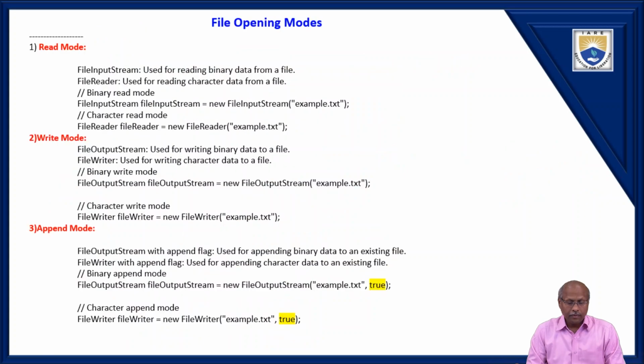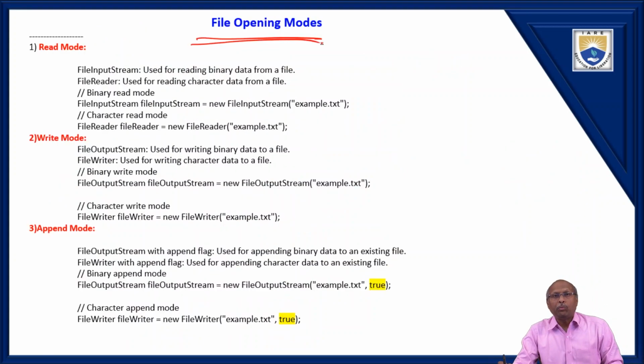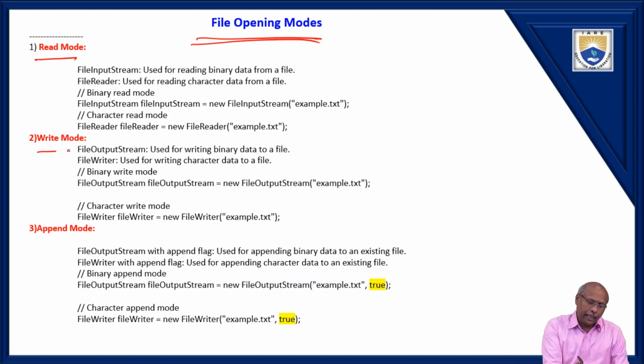Now we'll see what the different file opening modes are. How can files be opened? A file can generally be opened in three modes: read mode, write mode, and append mode. Read mode means you can only read. Write mode means you can only write. Append mode means you can write at the end of the existing file.